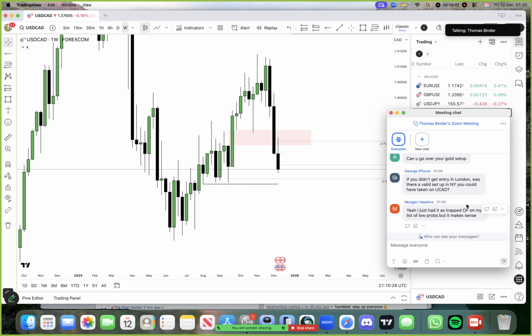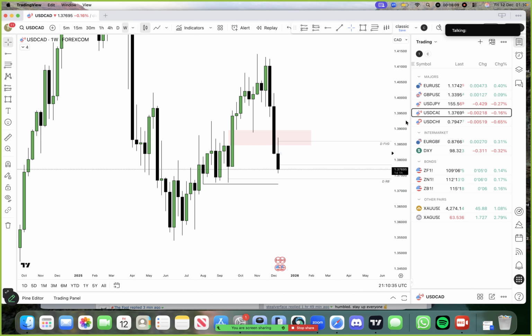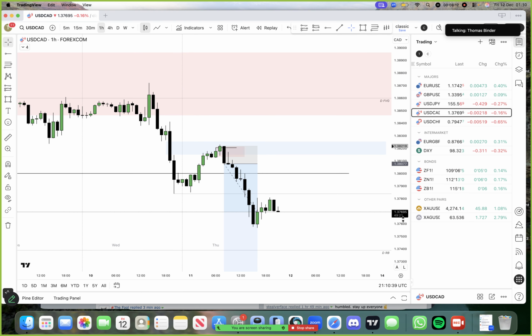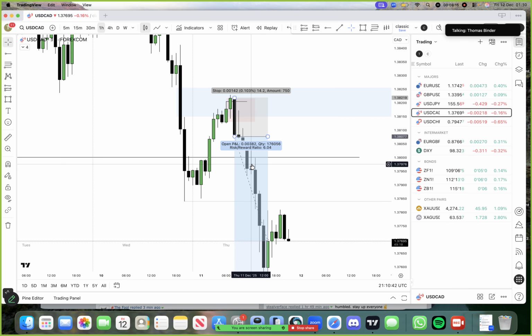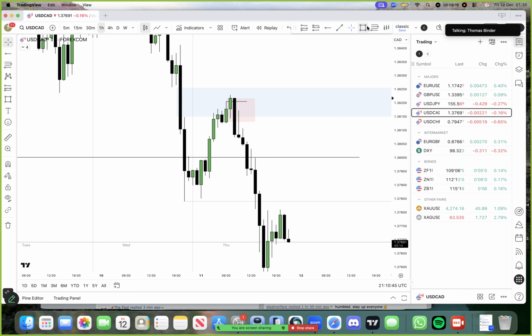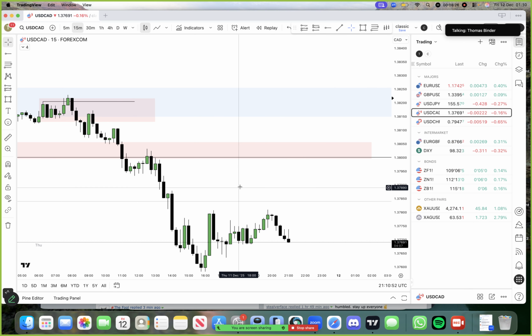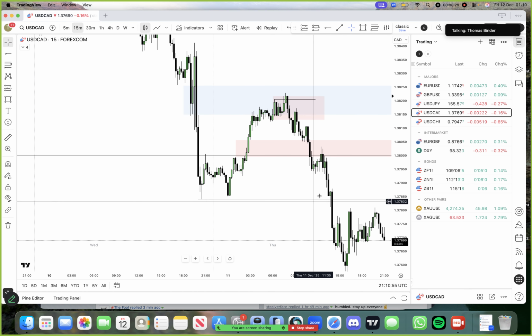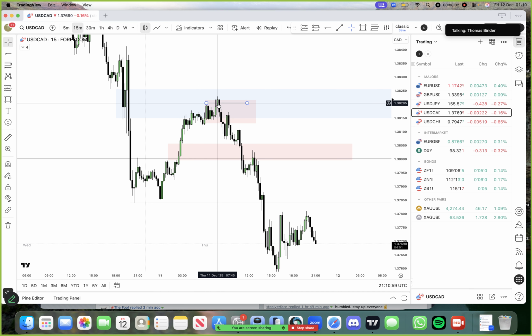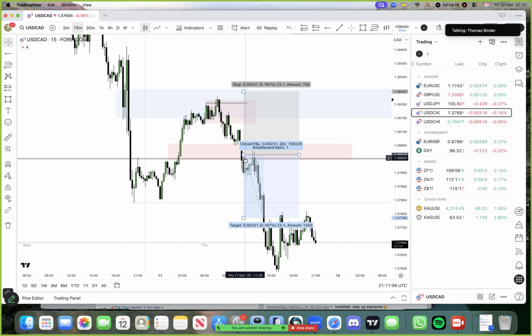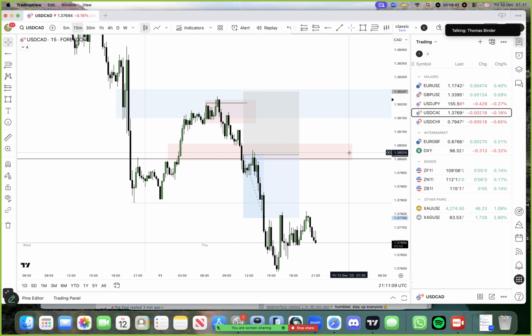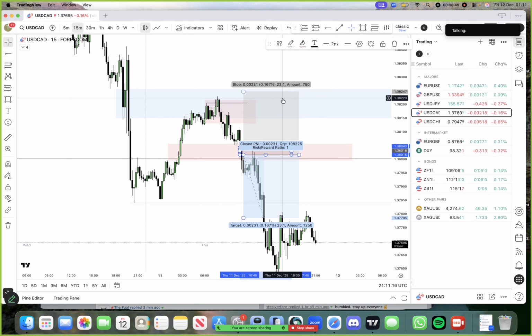If you didn't get a valid entry in London, was there a valid setup in New York you could have taken on USD-CAD? Yeah, so on USD-CAD, obviously if we had the same bias and whatnot, and New York session is the start here. So we just delete this for a second. You have an inverse fair value gap here. So if you wanted to be, say, more cautious and wait until New York to make sure this is the high of the day, you obviously have your 1 hour inverse fair value gap there. You could align that with your 15-minute fair value gap, which is here, like so.